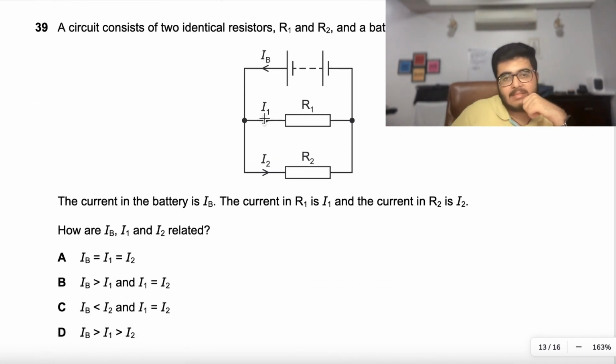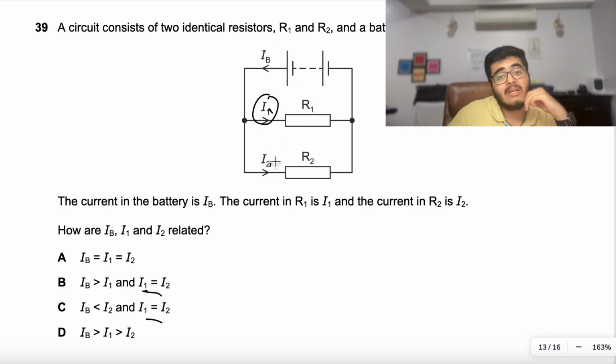Question number 39, we can see I1 and I2 are parallel. The total of this is in series with this, but these two are in parallel. So I1 and I2 are going to be equal because they're in parallel. However, when we see an individual component, obviously IB will be greater than I1. IB will also be greater than I2. So the correct answer for this is B part.